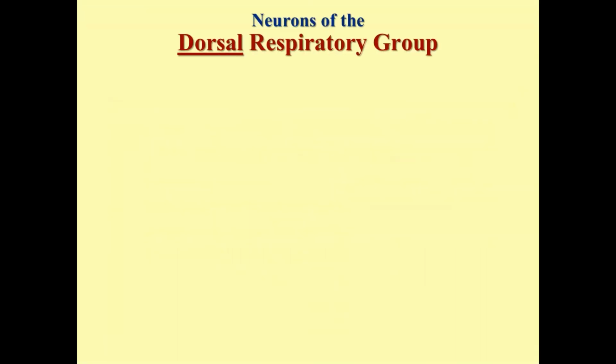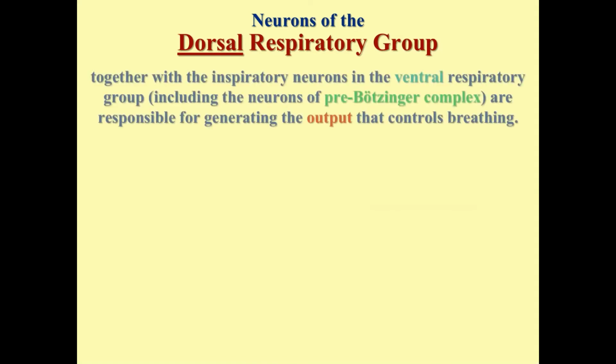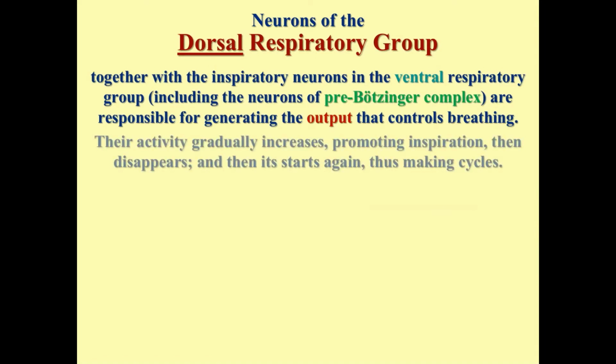Neurons of the dorsal respiratory group, with inspiratory neurons of the ventral respiratory group and with the pre-Botzinger complex, are responsible for generating the final output that controls breathing. This activity increases as the rate of impulses increases gradually, promoting inspiration, then disappears, and then starts again, and thus makes the cycles. Let's observe how it looks.